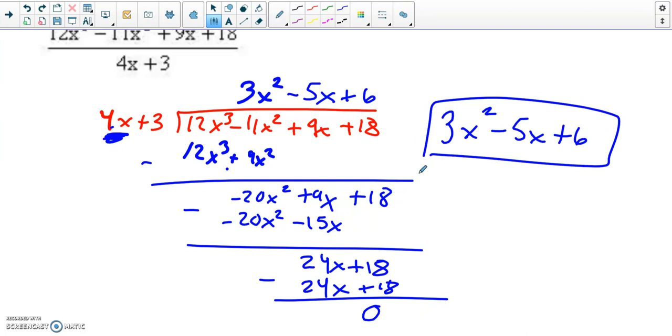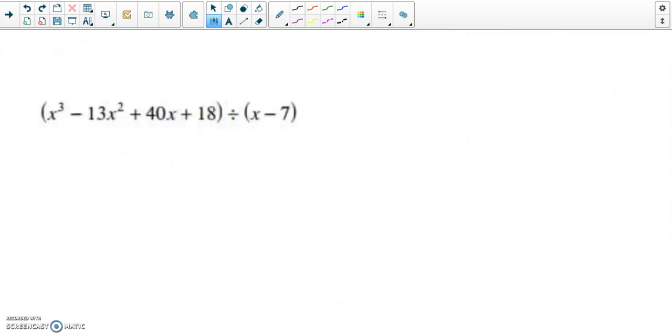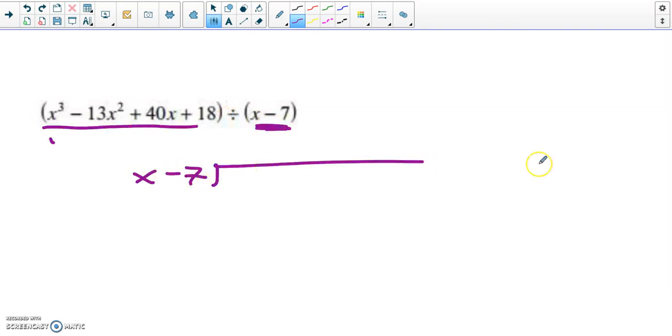Okay? There is one more problem listed here. Let's get it set up together, and then I'm going to want you to finish it and bring it into class tomorrow. We'll start class by going over this, and if you're a little overwhelmed, don't worry. We are going to spend Monday reviewing this, okay, and practicing. So we're taking this, we're dividing it by this. So let's write it out. Seeing how many times x minus 7 goes into x cubed minus 13x squared plus 40x plus 18.